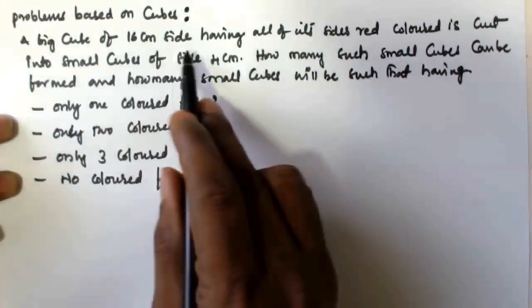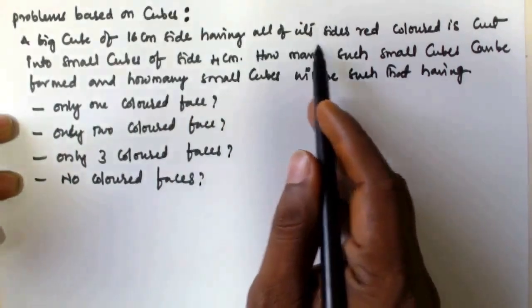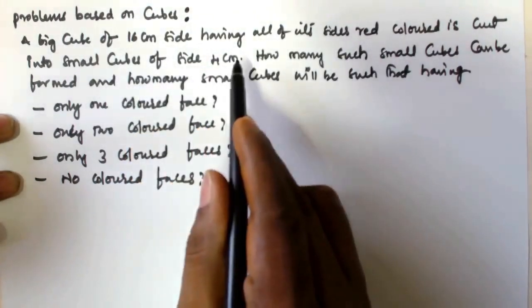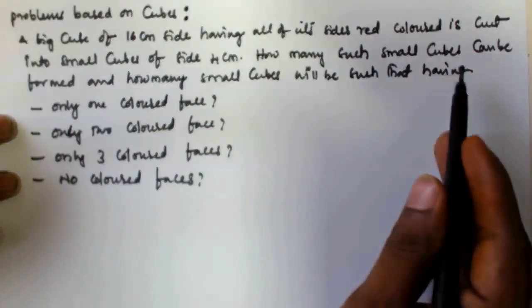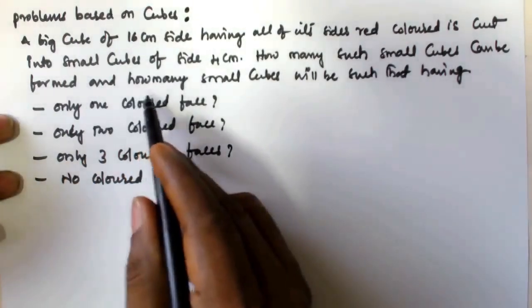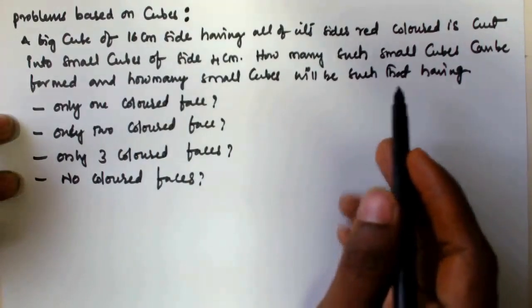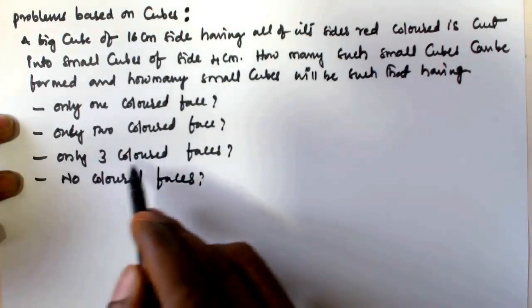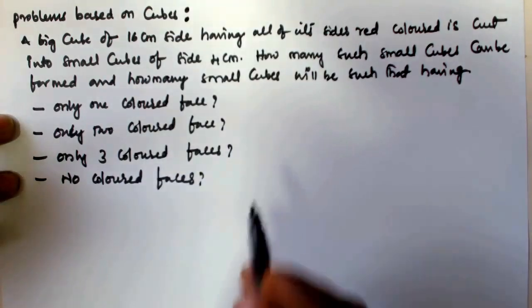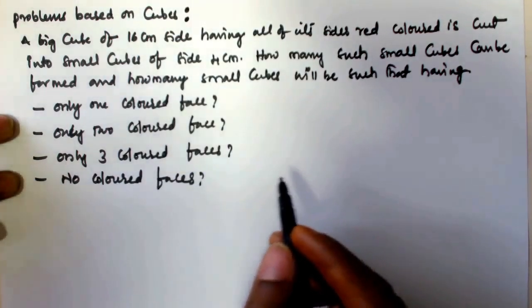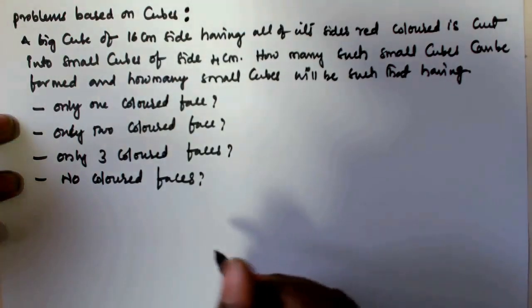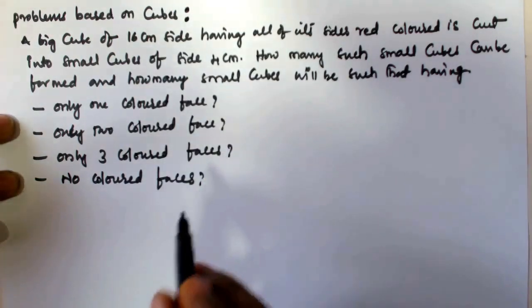So a big cube of 16 centimeter side having all of its sides red colored is cut into small cubes of side 4 centimeter. So how many such small cubes can be formed, and how many small cubes will be such that having only one colored face, two colored face, and only three colored faces, and no colored faces? Okay, so how many small cubes can be formed?